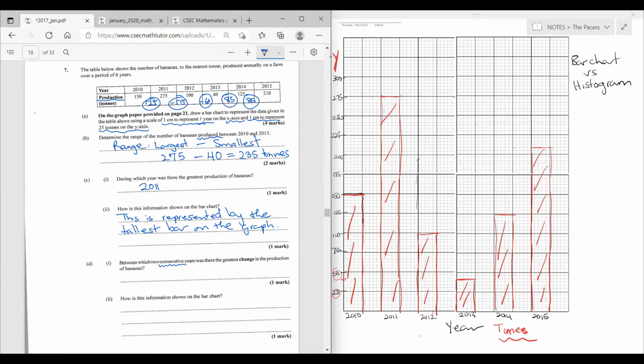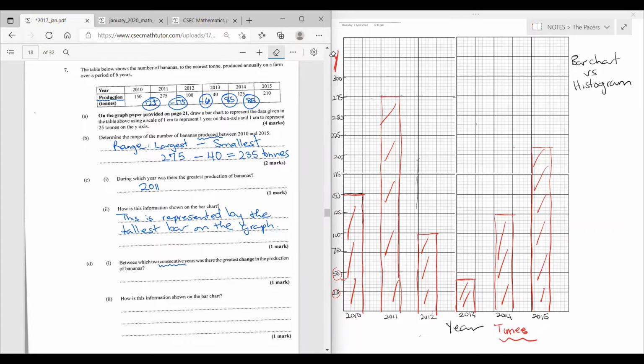2011 and 2012, was that the greatest change? It went down 60. But it changed, but negatively. Was that a great change or a negative change? Was that the greatest change? Each year changed, but they didn't have the greatest changes. So which two consecutive years represented the greatest changes?